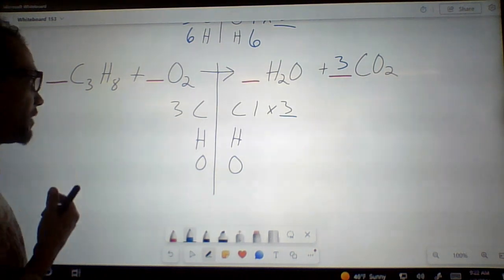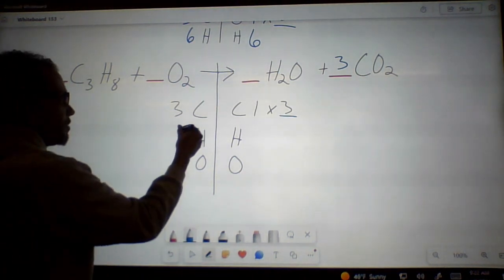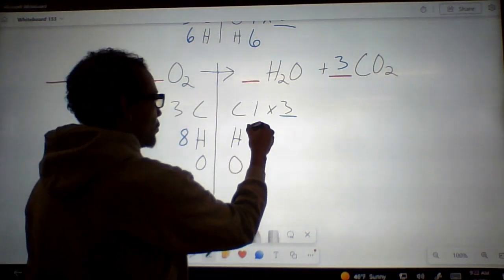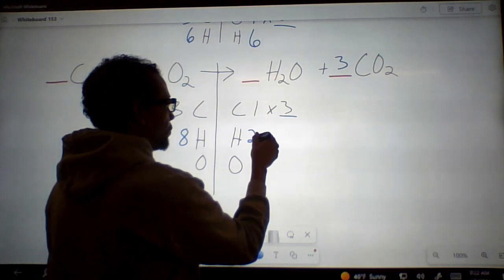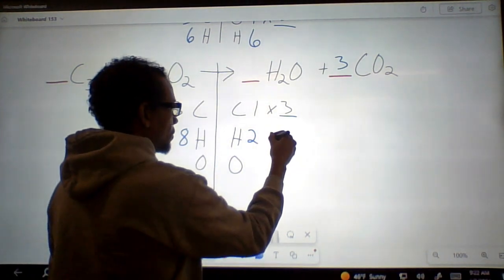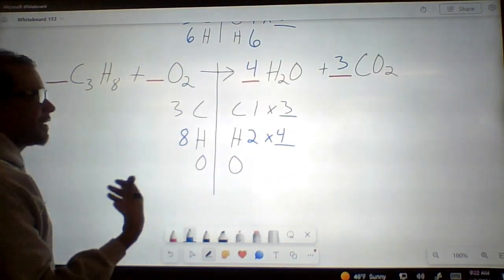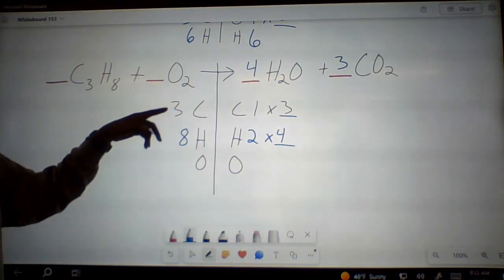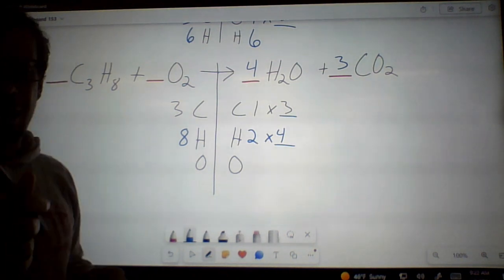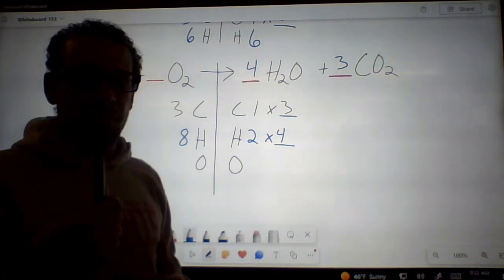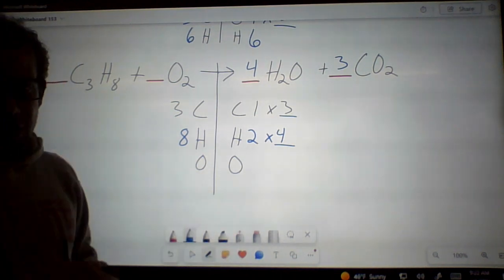Then let's see, over here we have 8 hydrogens. Over here we have 2. Least common multiple of 2 and 8 is 8. So we need to multiply by a factor of 4. And then now we can look at the oxygens. Oxygens don't necessarily automatically balance in combustion reactions, but when we list them last, it makes it a lot easier.